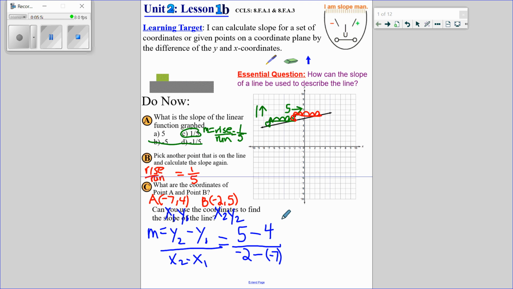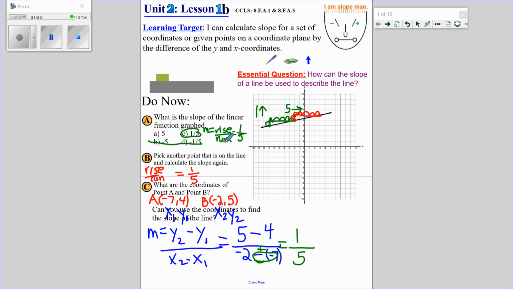So now we do the math. 5 minus 4 is equal to 1 over negative 2 minus a negative 7. Get used to when you see two negatives together, it makes it a plus, because a negative times a negative is a positive. And negative 2 plus 7 is positive 5. So we got the same slope.